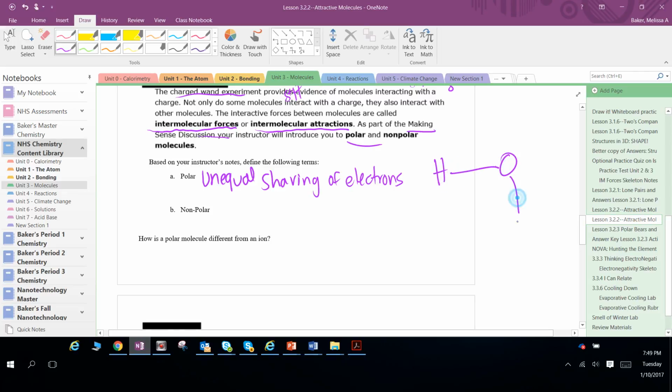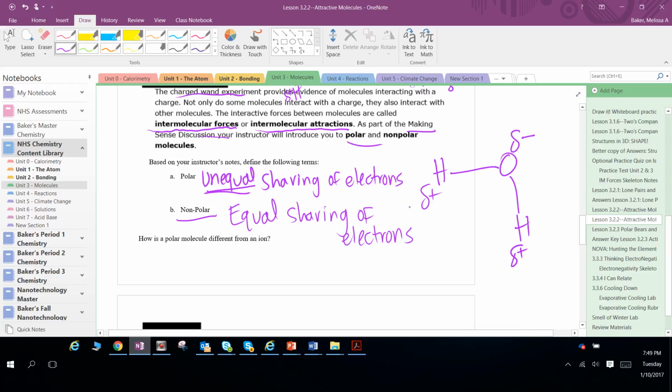If you've got, let's go back to our water molecule. This side of the molecule has a partial negative charge and these hydrogen sides have a partial positive, and that's all due to that unequal sharing of electrons. But a nonpolar molecule has an equal sharing of electrons. So maybe you split up the chips and salsa when you get to the restaurant. Exactly. That would then be nonpolar.